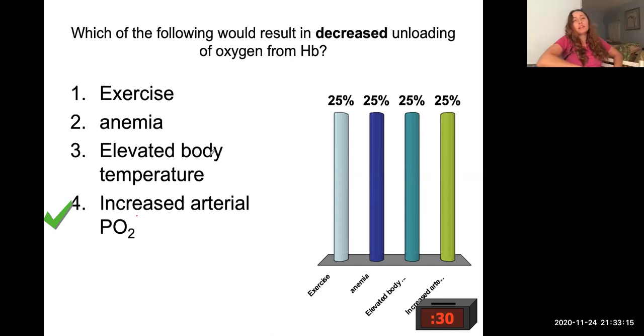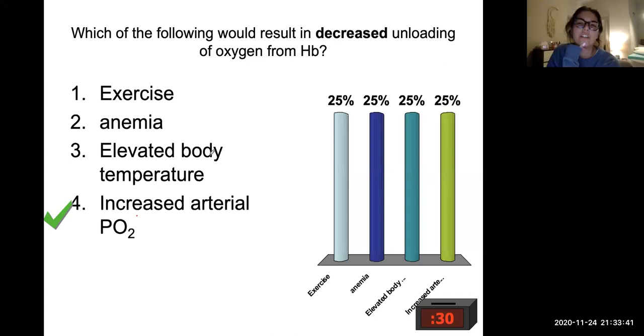It's because the hemoglobin won't drop off oxygen where it's not needed. So if there's an increased arterial PO2, well, PO2 is basically the partial pressure in an area where there's oxygen. So in the lungs or in the alveoli, there's really high partial pressure, so it's not going to unload that much oxygen.